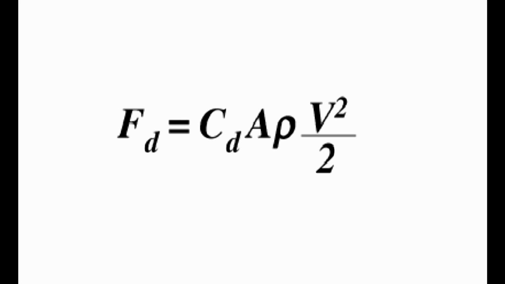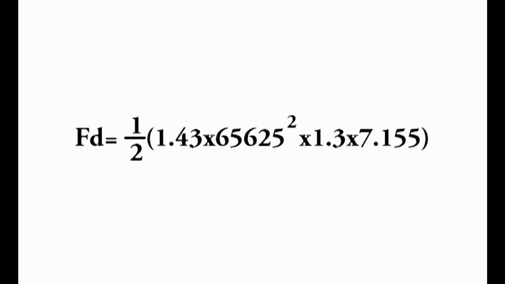Then you do the same equation, but this time for a person. The difference between a person and the space shuttle is that the area of a person is much smaller than the area of a space shuttle. I calculated the top of my head and the top of my shoulders to be 7.155 meters squared. And the drag coefficient is 1.3 instead of 4.1. Once you do the calculations for the person, you'll get another big number.